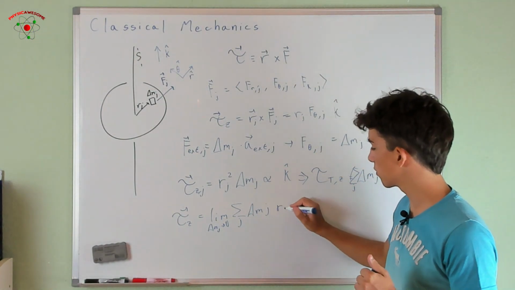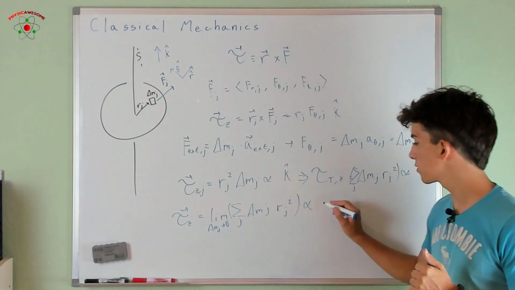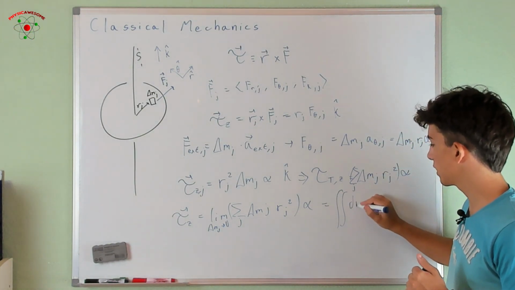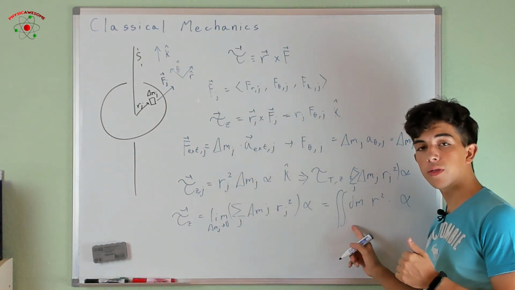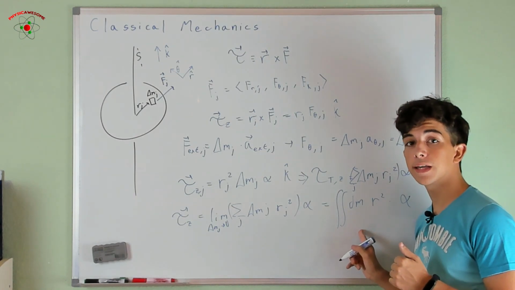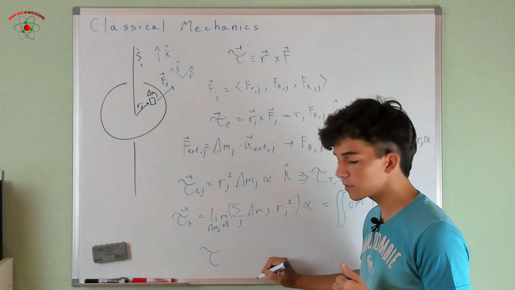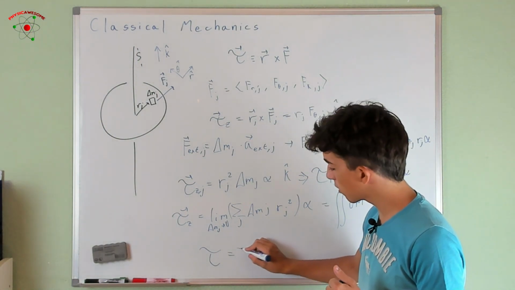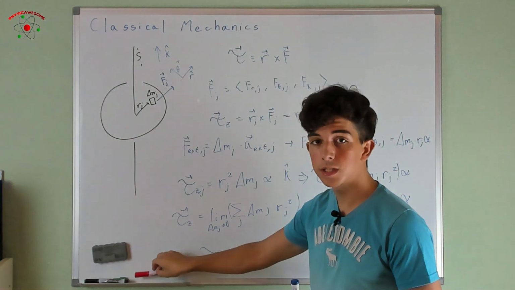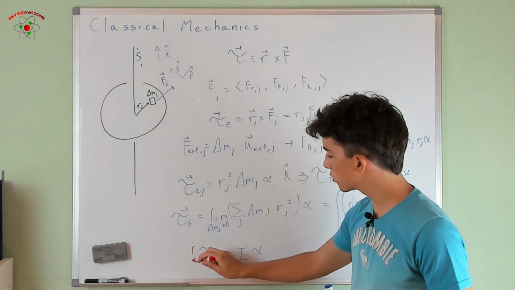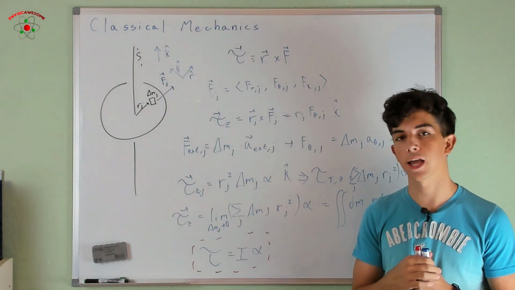Delta mj rj squared times acceleration. And if you remember correctly, this is going to give us an integral over dm of r squared times alpha. And this is no other thing than the moment of inertia. Therefore, we find that the torque an object feels is going to be equal to the moment of inertia times the angular acceleration, which is the circular motion equivalent of Newton's second law, F equals ma.